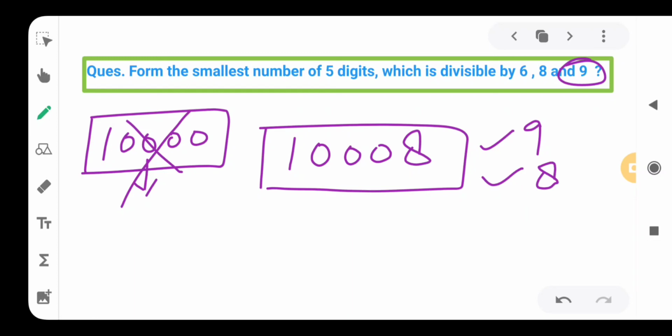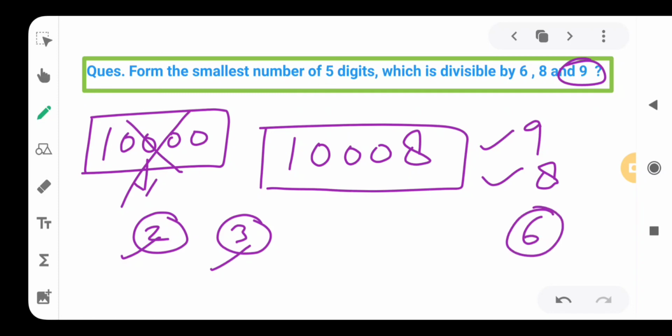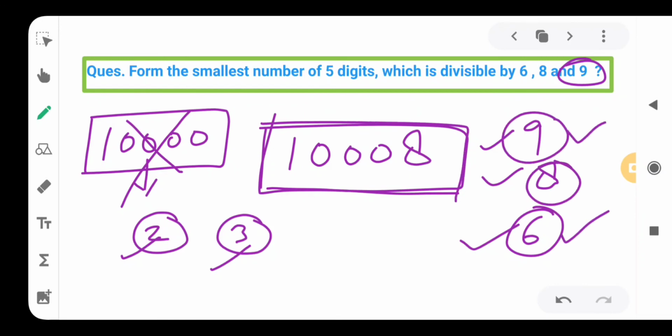Now let's check whether it is divisible by 6 or not. For that we must check the divisibility tests by 2 and 3. According to the divisibility test of 2, we have 8 at the unit place, which is an even number, so this entire number is divisible by 2. Let's check the condition for 3. Here we add the digits: 1 plus 0 plus 0 plus 0 plus 8 is equal to 9. So 9 is divisible by 3, so it satisfies both conditions 2 and 3. So this number is also divisible by 6. So this is the smallest 5 digit number which is divisible by 6, 8 and 9. Let's take the next question.